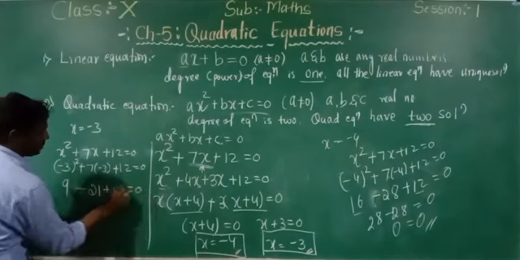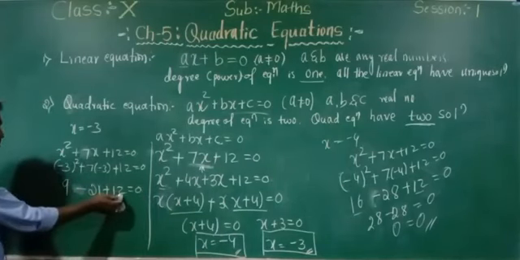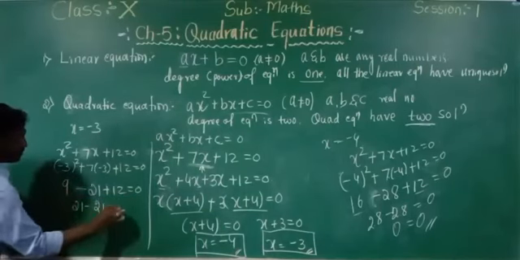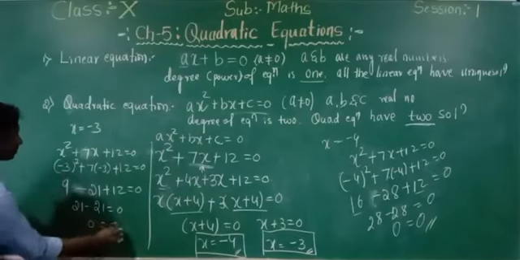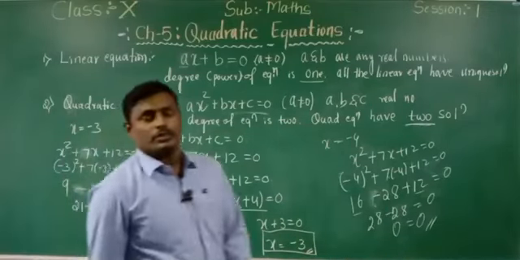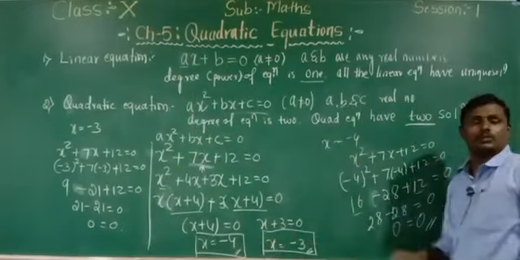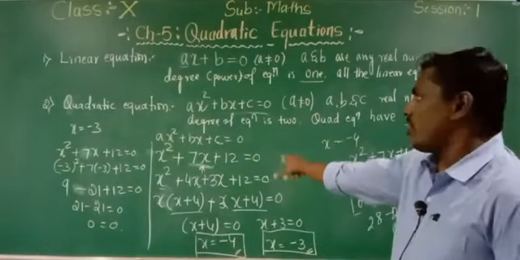Now first add the positive numbers. 12 plus 9, 21, minus 21, which is equal to 0. So 21 minus 21 means 0 is equal to 0. So the two roots, x is equal to minus 4 and x is equal to minus 3, are the two definite roots of the quadratic equation.